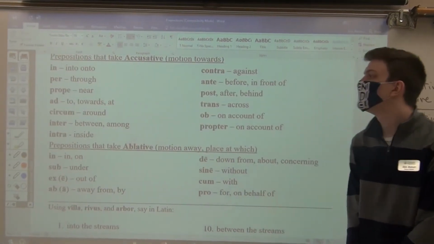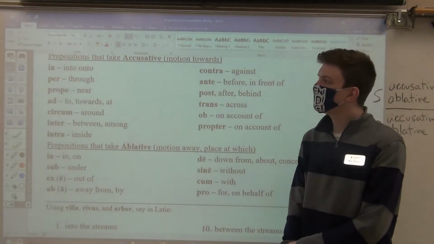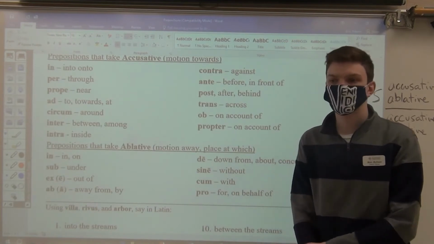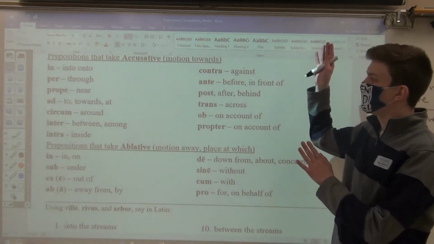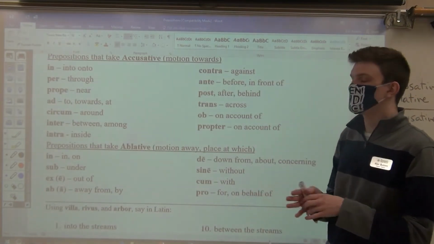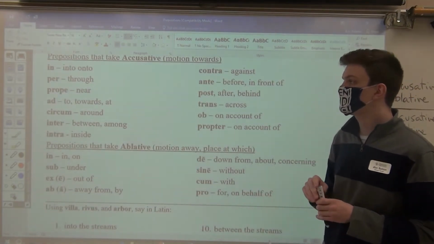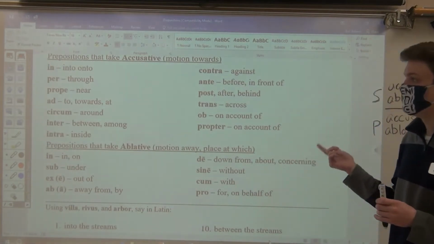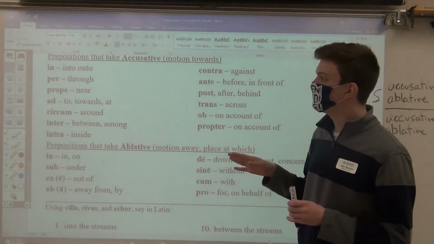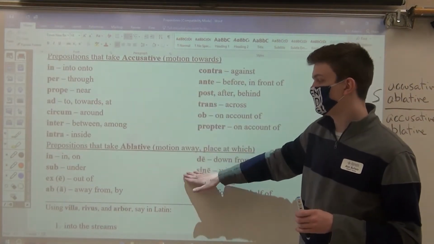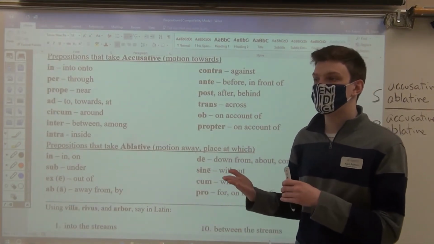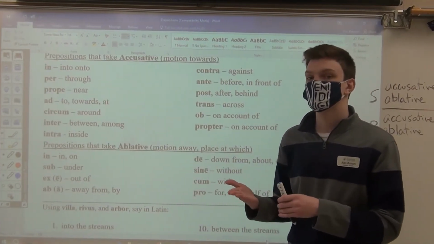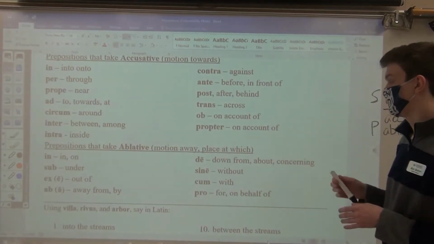Alright guys, so we're just going to quickly go over the prepositions that we learned last class. And so here are our prepositions. Remember, we have to know three things about the prepositions. A, what it means. B, what case it takes. Does it take the accusative or does it take the ablative? And then the endings of that case in this for each phrase.